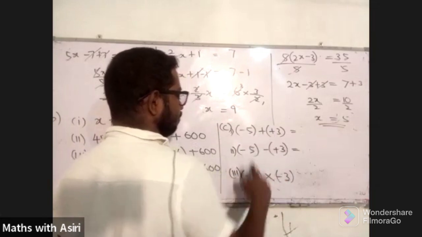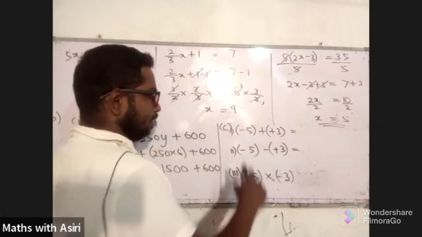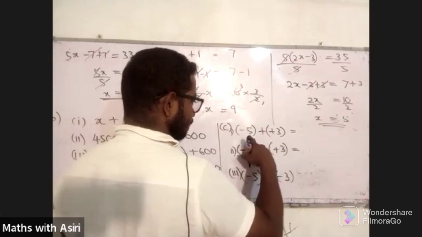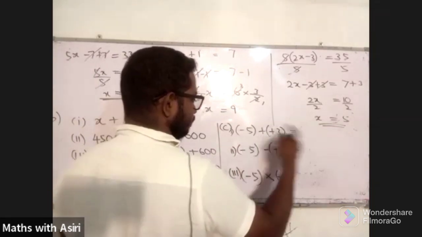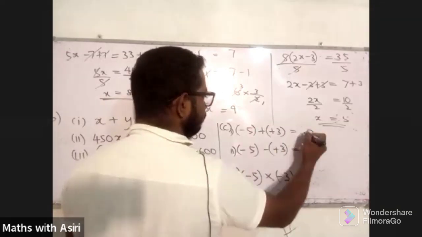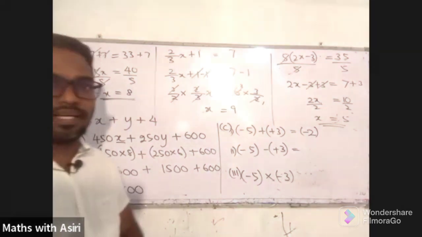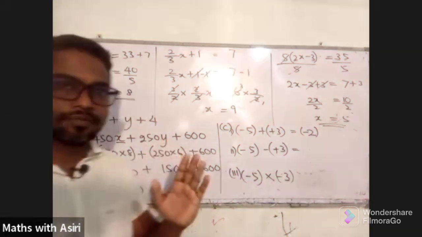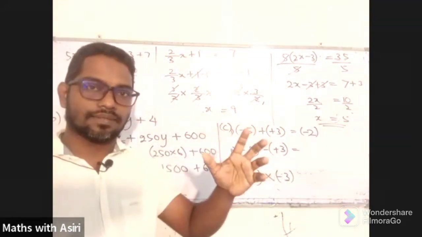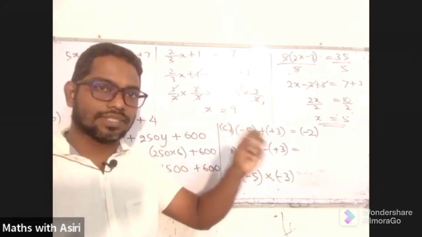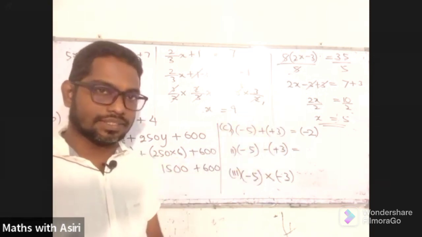Two directed numbers to add, they are in different signs. So subtract the small one from the large one. 5 minus 3 is 2. Give the symbol of the larger one, minus. Remember, when there are 2 directed numbers to add, if they are in different signs, subtract the small digit from the large digit, and give the symbol of the large digit.